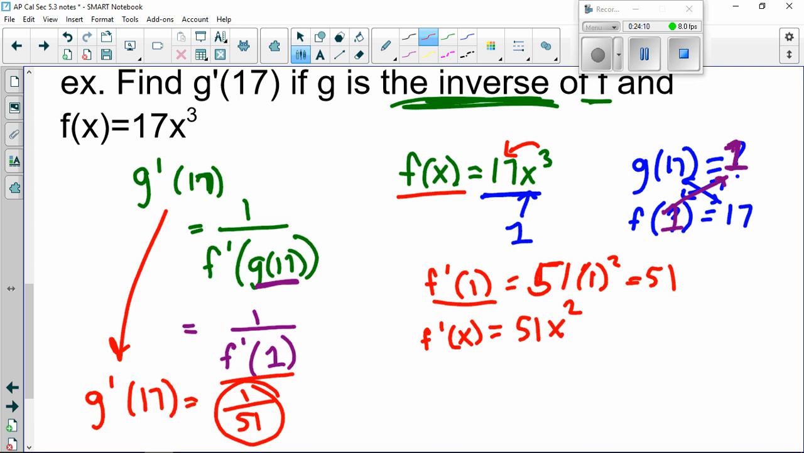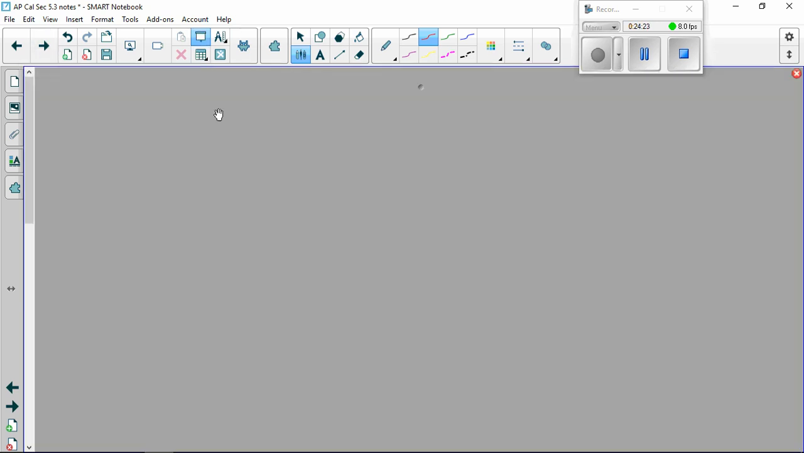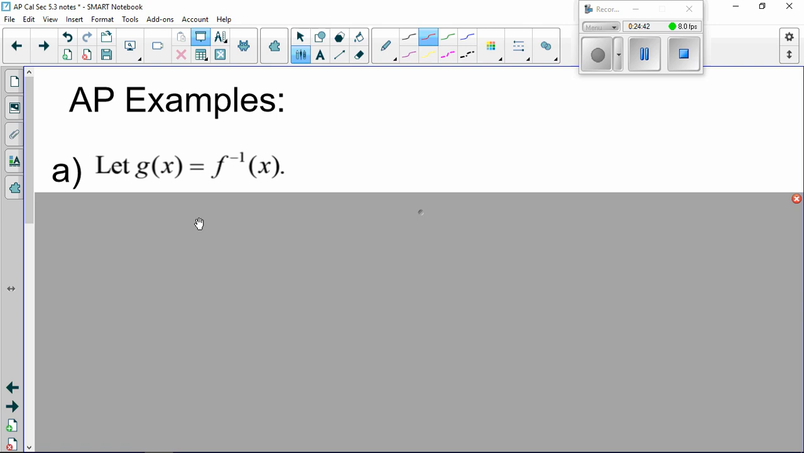So take a second, look over this problem, make sure that you understand it because we're about to use it in a couple different ways. Pause the video, ask questions if you have questions because this is really important. Now the last 2 things that we want to do is look at some AP examples. So what are the kinds of questions that the AP is going to ask? Because they're usually not going to ask for you just to use this formula. What they're going to do is not even allow you to take the derivative or take the inverse of the function.